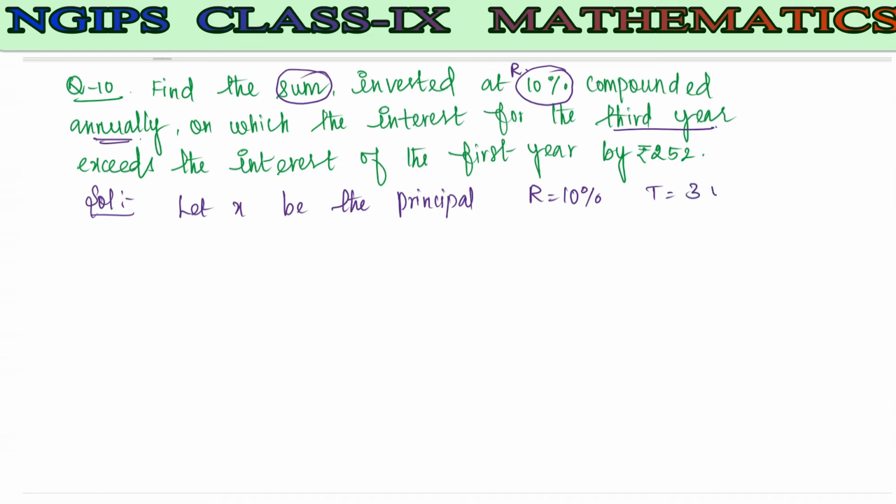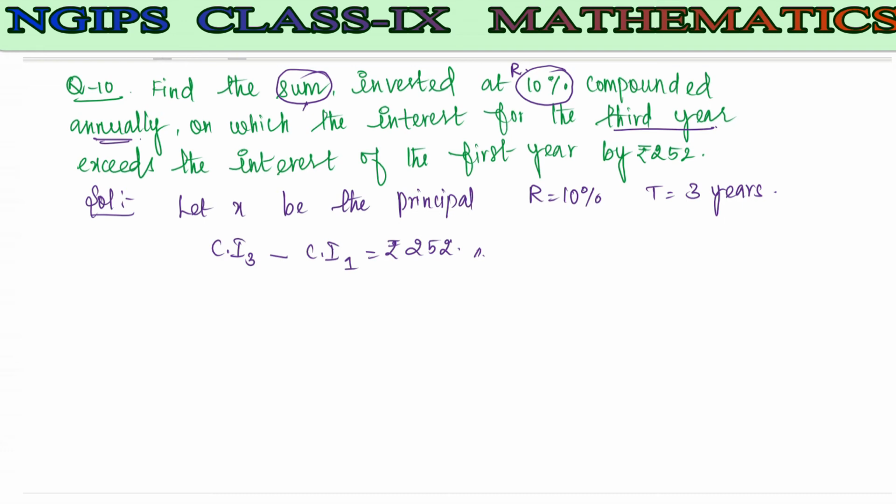Okay, so I am going to write here for 3 years. Now if you look at this question, the interest for the third year exceeds the interest of the first year. So if from the third year interest you subtract the first year compound interest, we get the value 252 rupees. By using this condition we need to find the principal, the sum. Okay, it's fine.